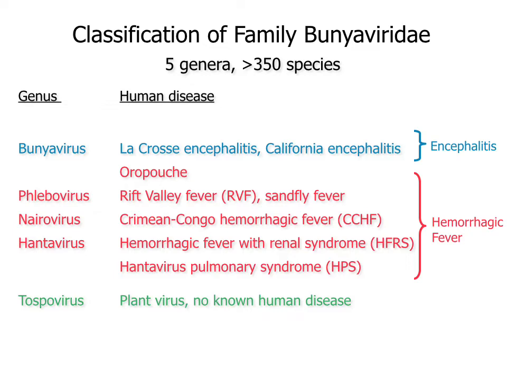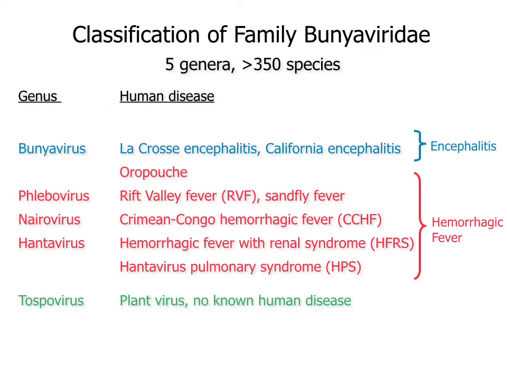With the exception of the hantaviruses and the tospoviruses, all other bunyaviruses are arboviruses whose natural life cycle involves replication in arthropods such as mosquitoes, sandflies, and ticks, and also vertebrates. So these viruses will alternate between an insect host and a vertebrate host.